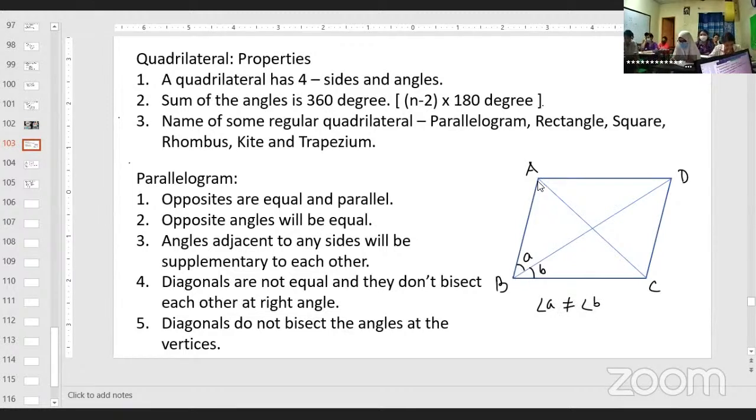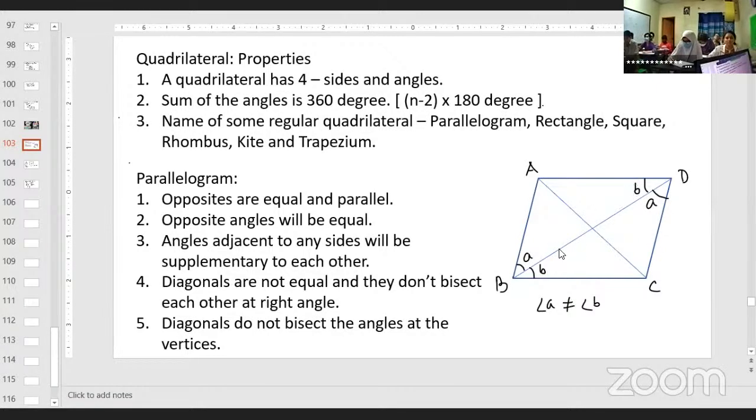Look, the plural of vertex is vertices. The diagonal doesn't bisect the angle at the vertices. So in ABCD, C must not be equal to D. If this one is B and that one is also B, it will be A height.